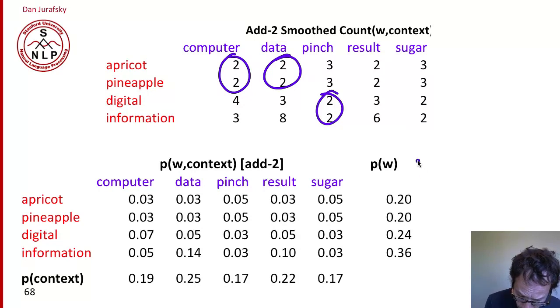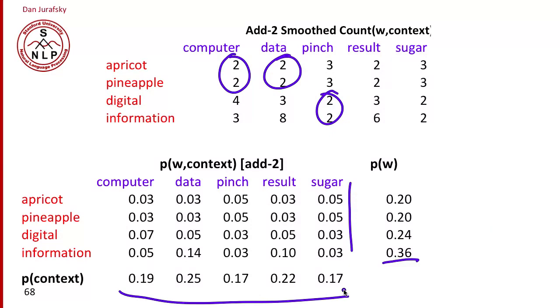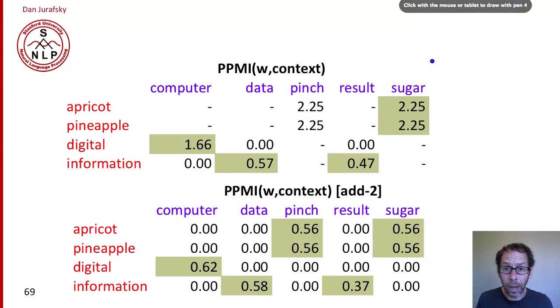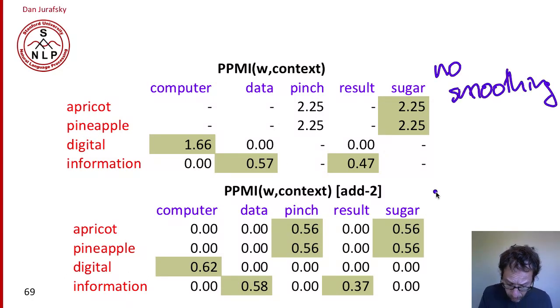And I recomputed our probability table, again with our marginals for the context and the word. What I've shown you here are our positive PMI tables. Here's our original table with no smoothing, and here we are with add-2 smoothing. What you'll notice is that in the original table, the link between apricot and pineapple and sugar is very high. We get a very high PMI, despite the fact that the counts were just 1. Whereas for data, for which we had a lot more evidence, counts of 6 and 4, the link between information and data or information and result had much lower PMI values.